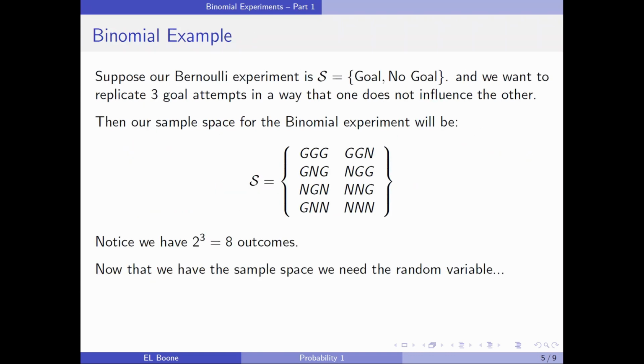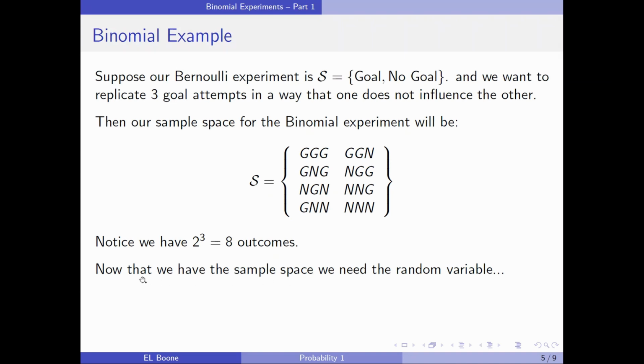So let's look at this. Suppose our experiment is goal, no goal, and we want to replicate 3 goal attempts in a way that one doesn't influence the other. Our sample space for this is goal goal goal, goal goal no goal, and so on. If you go all the way through these, you can see in one I missed all of them, in this one I hit all of them. So there are 2 to the 3 possible outcomes due to counting, because this one has 2 options, this one has 2 options, this one has 2 options.